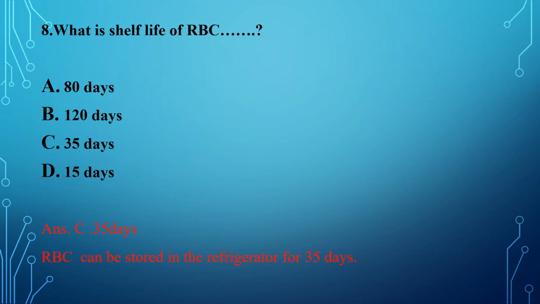So what is meant by shelf life? Some people will have a doubt. What is meant by shelf life? Shelf life means when we collect blood from an individual and store it in a refrigerator, how many days can we store it without injury to the RBC. So RBC can be stored in the refrigerator for 35 days. So that is shelf life.